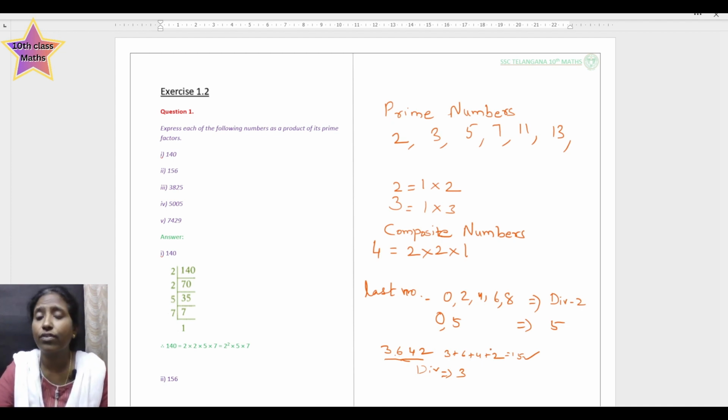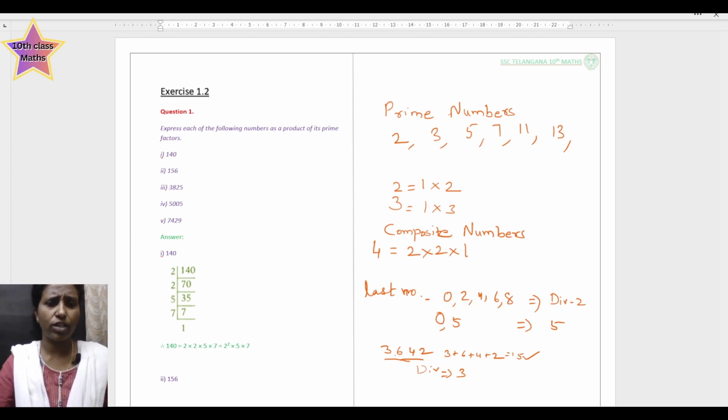And for 5, if the last digit is either 0 or 5, that number is divisible by 5. Now look, for 2 there is 0, and for 5 also there is 0. Which one to take? Of course, the right choice is 2. You should go in ascending order. First check with 2. If not divisible, then go to 3. If not divisible by 3, then go to 5. Don't rush in a hurry and go with 5. Of course, you can solve the problem that way, but it's always better to go in ascending order.